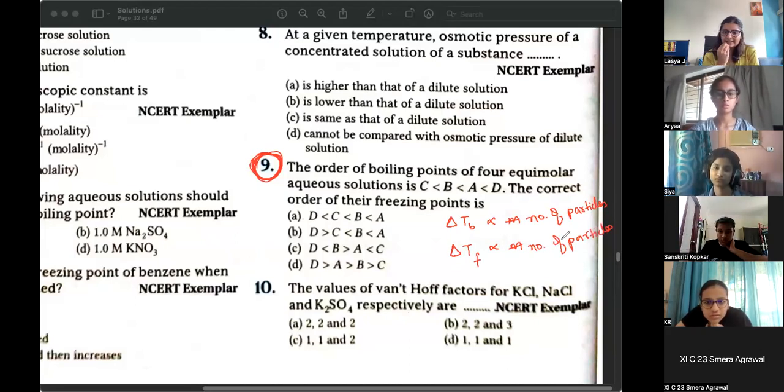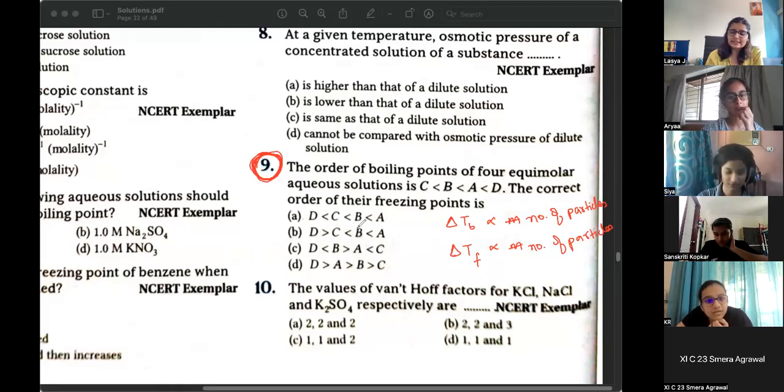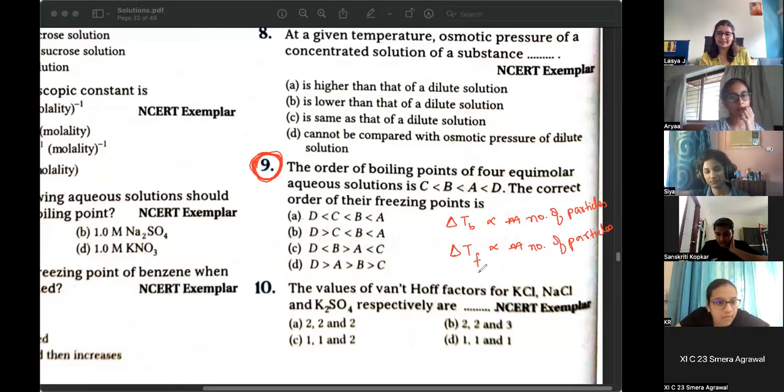Sia has already given an attempt. Arya also has given an attempt. Sia, just see. This is D is greater than C. Then C is less than B, but followed by A. Okay, you change your answer. Arya and Sia have attempted. Smera has given an answer. Okay. Guys, be careful. Have we all given the same or complete opposites? Arya and Sia gave the same answer. Smera gave a different answer.